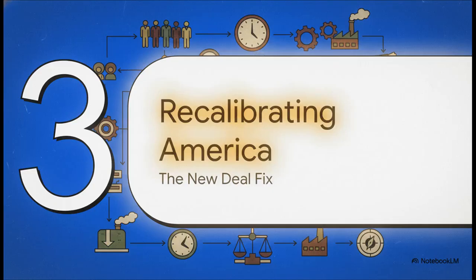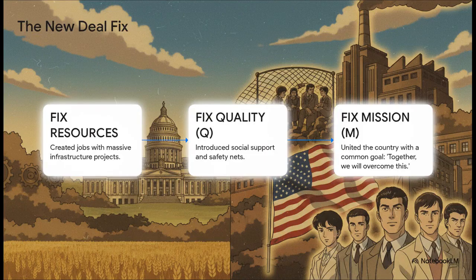So, how do you fix a system that's so completely broken? Well, the answer wasn't some single magic bullet. It took a very deliberate, very targeted intervention to recalibrate the entire formula. And this is where the New Deal comes in, and frankly, why it was so brilliant. It wasn't just a random assortment of programs, it was a systemic fix. You can see it right here.